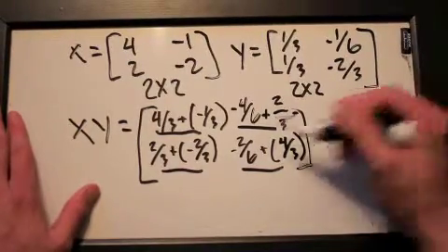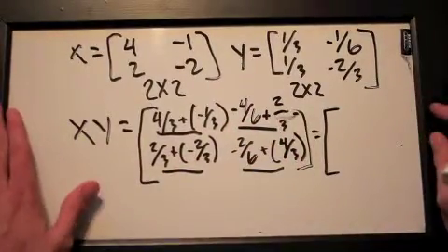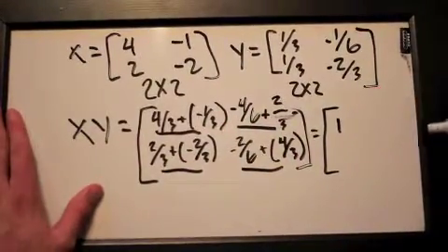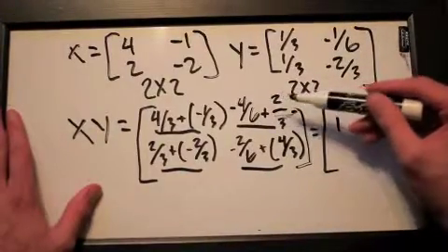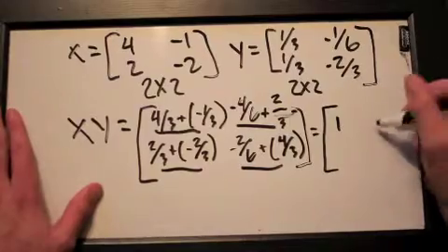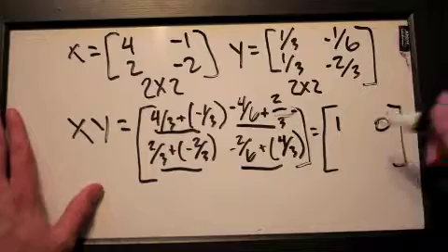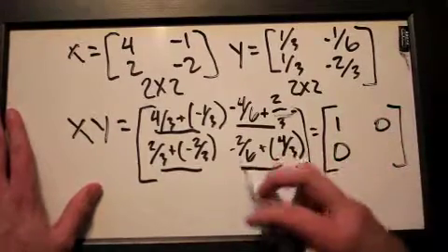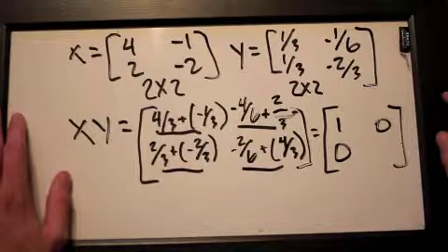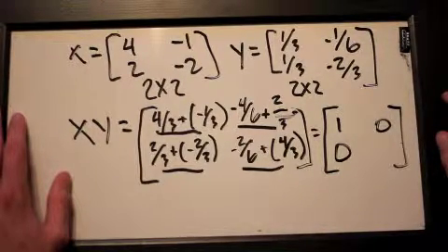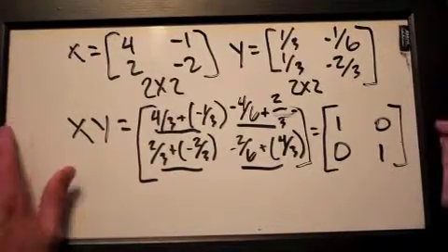Now all we need to do is simplify this matrix. 4/3 minus 1/3 gives us 3/3, which is 1. Negative 4/6 simplifies down to negative 2/3. Well, negative 2/3 plus 2/3 gives us 0. Over here we've got 2/3 minus 2/3, which is 0. And then negative 2/6, which is negative 1/3 simplified down, plus 4/3 gives us 3 over 3, which is 1.